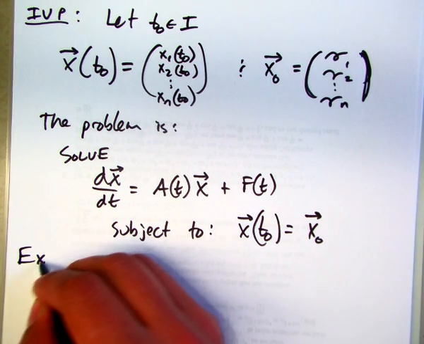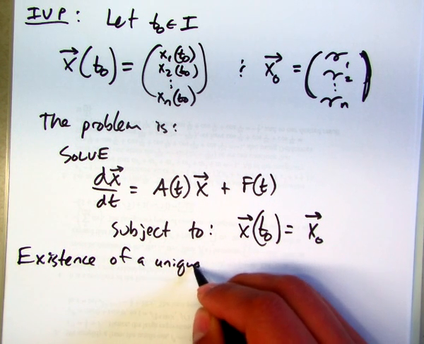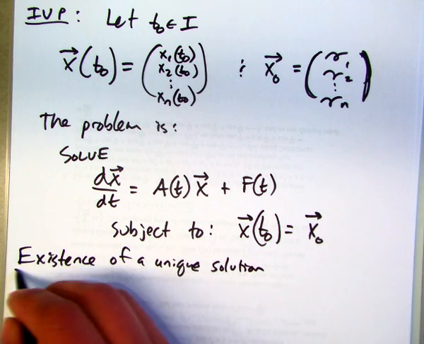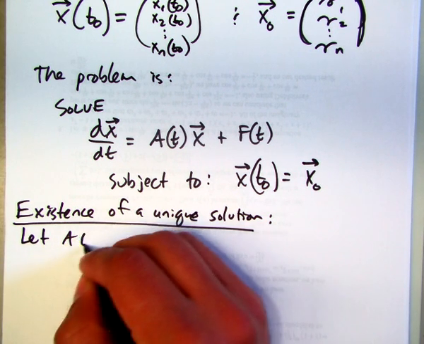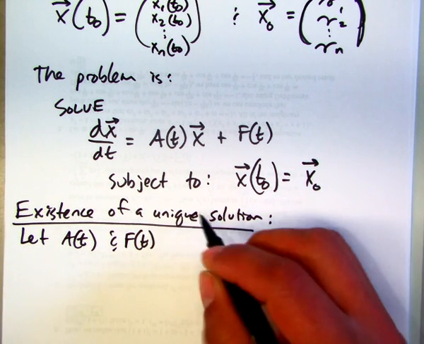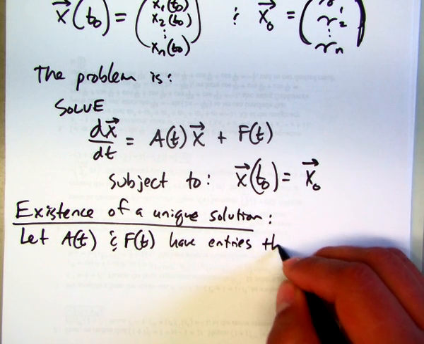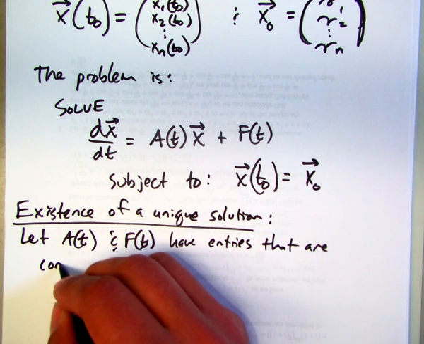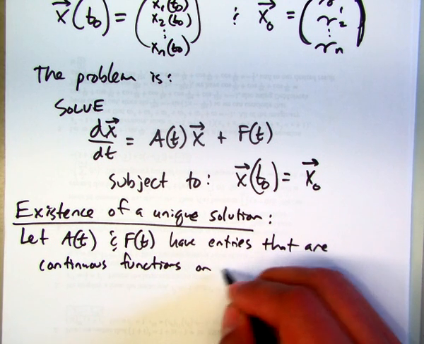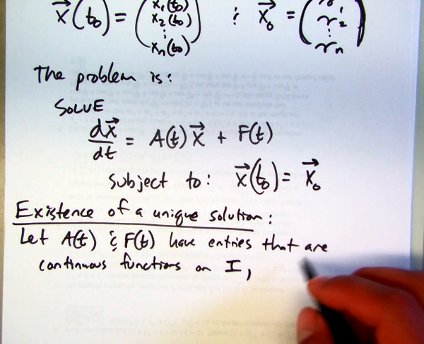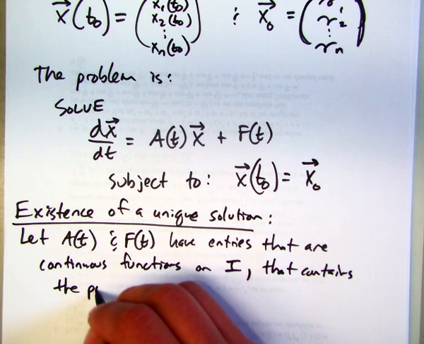How about existence of a unique solution? Let A(t) and f(t) have entries that are continuous functions on some common interval I that contains the point t naught.